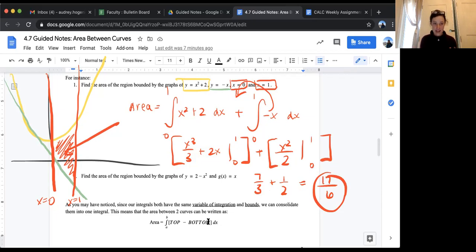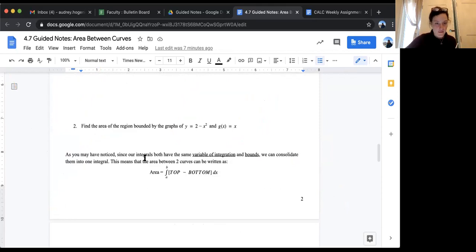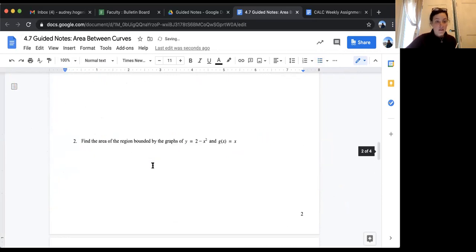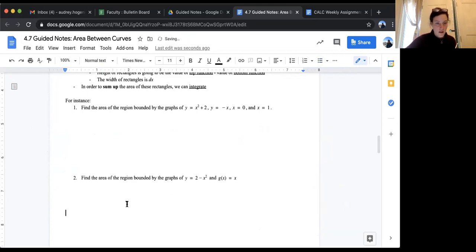So as you can see, once you have a clear picture, these problems aren't especially difficult. Okay, so beautiful. Number 2, find the area of the region bounded by the graphs of y equals 2 minus x squared and g of x equals x. I don't know why I didn't give any space for this one. So let's do this problem. Find the area of the region.